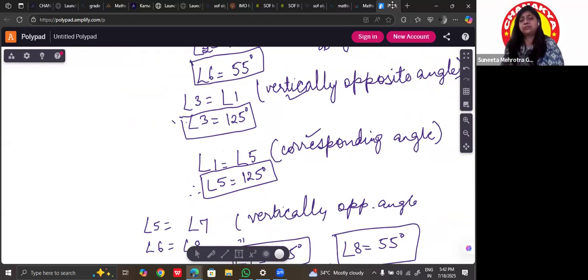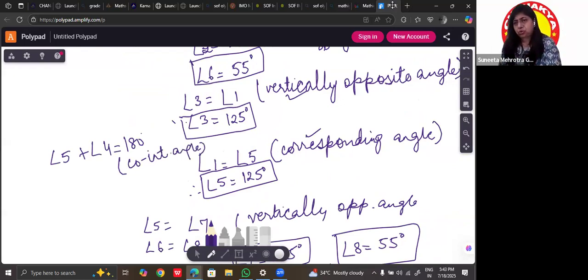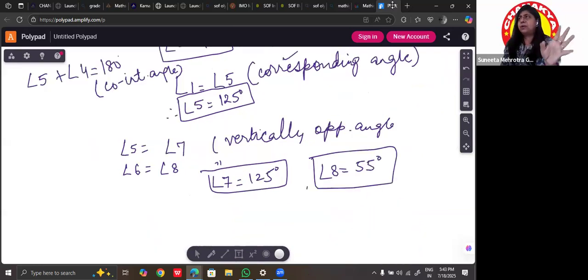It's okay, no issues, it is right. But sometimes we can say that angle 5 plus angle 4 is equal to 180 degrees. Why? Because they are co-interior angles. Sometimes we can choose either one, because here every time we have chosen the same. It is not wrong, everything is good. Corresponding, vertically corresponding. Okay. But we have to choose that.